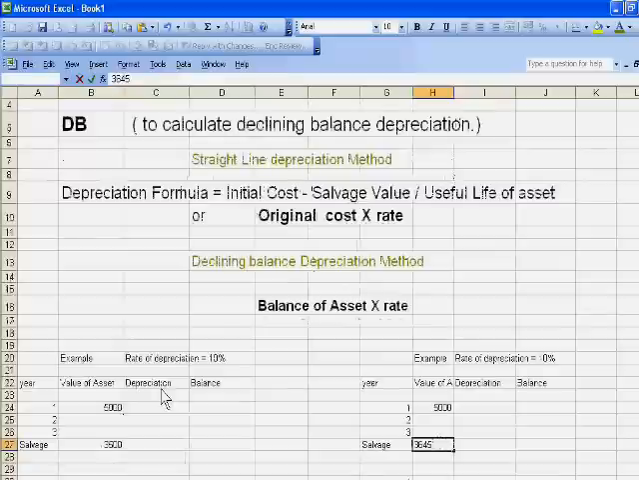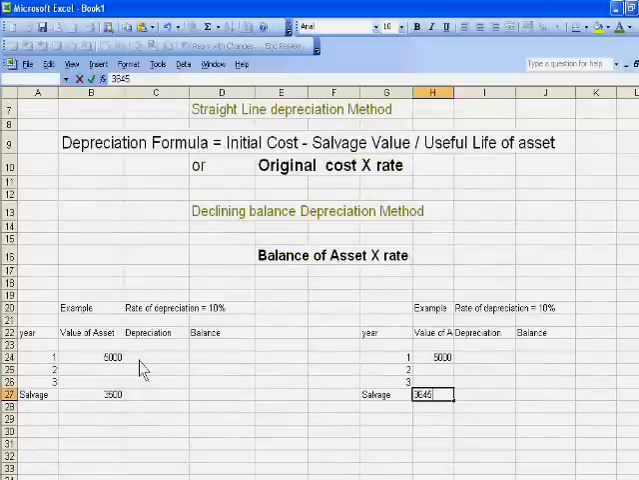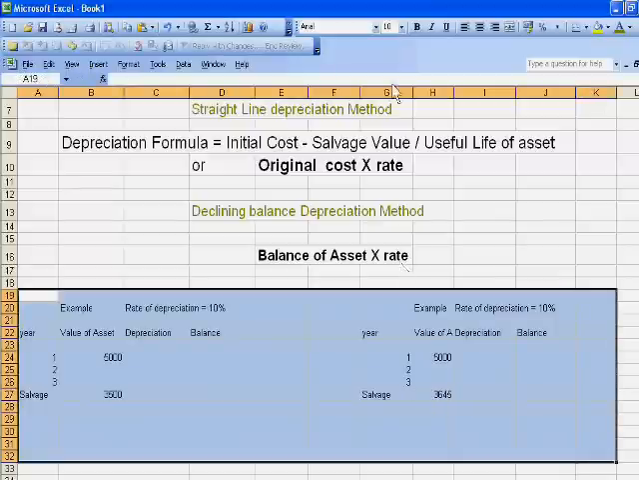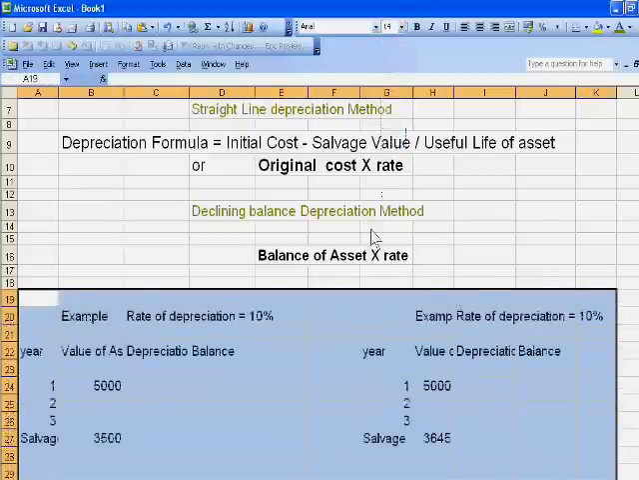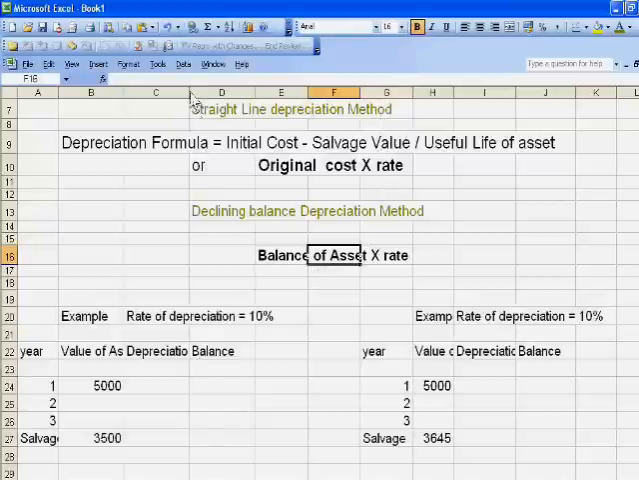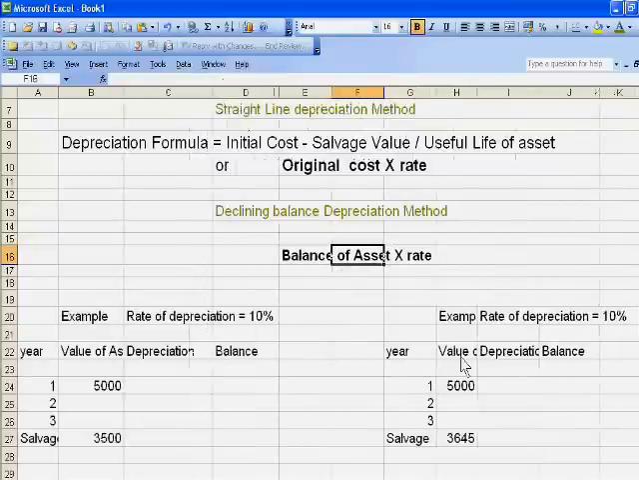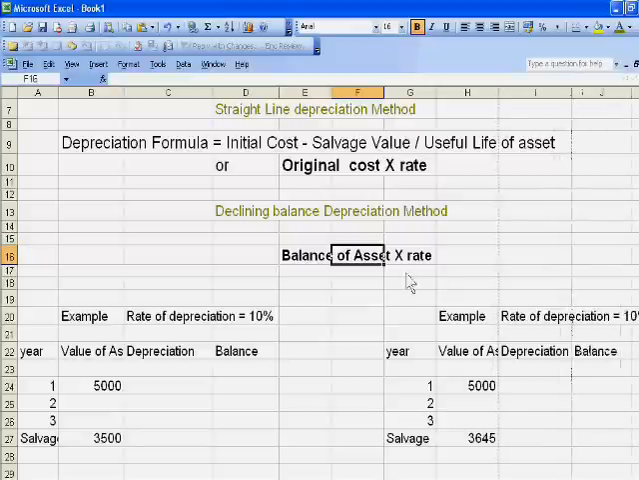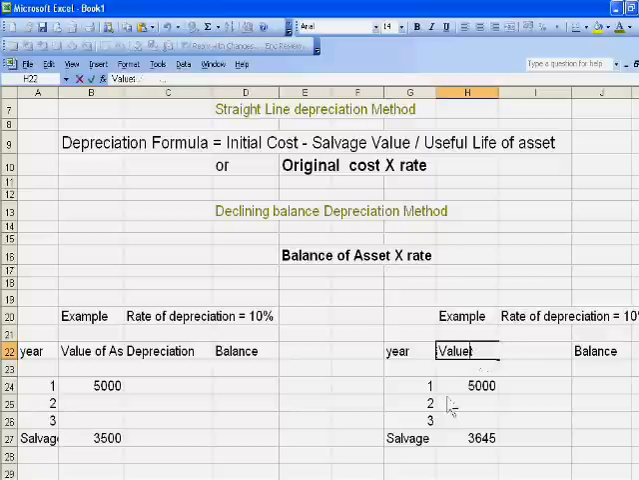And we start the example. This is the first example. And here we increase its size, just showing you clearly. Okay. Yes, this is the asset value.